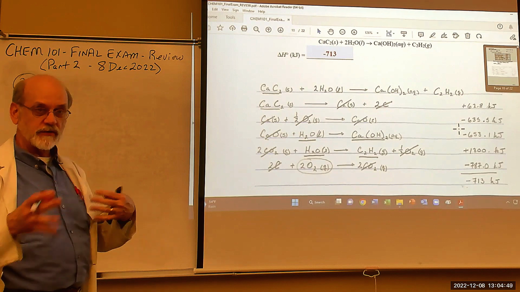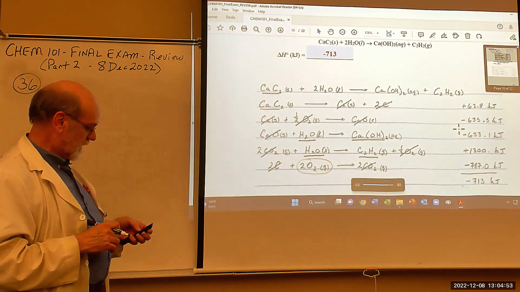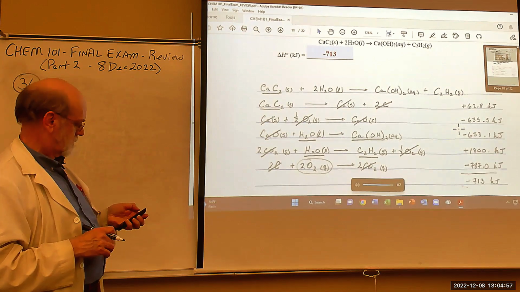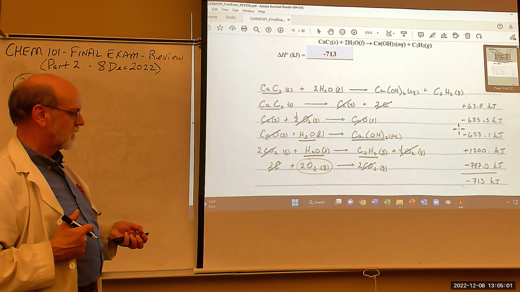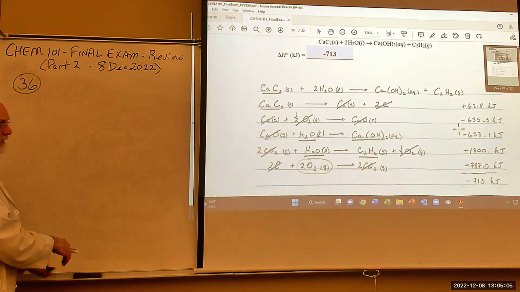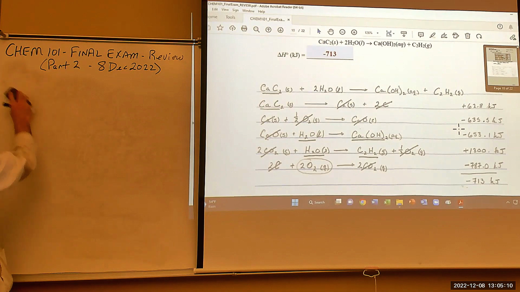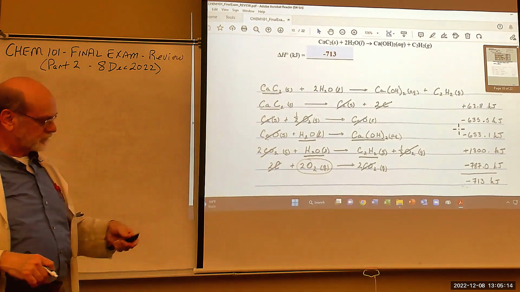So if you do all those things correctly and add them together and cancel terms, then you should end up with the value here, minus 713 as your answer. I know I flew through that one, but we're going to run out of time. So I had to do it. And the evidence is there.